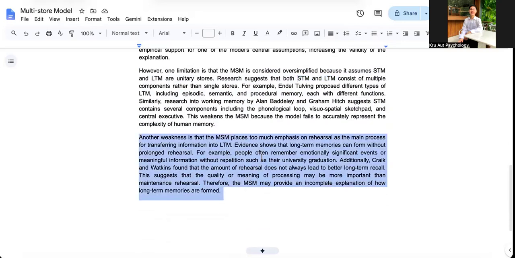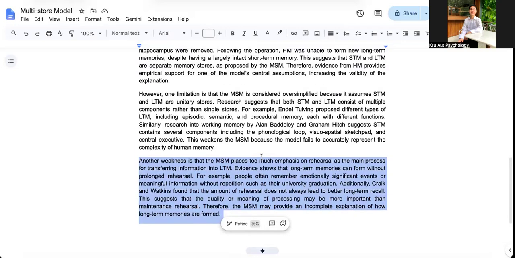Okay, then finally, the best ideal version would be two strengths, two weaknesses, but not always necessary. It depends on the topic. It depends on what you can think of in the exam time. So the other one would be about rehearsal, because the model assumes that rehearsal helps transfer information into long-term memory from short-term memory, but this is not always the case.